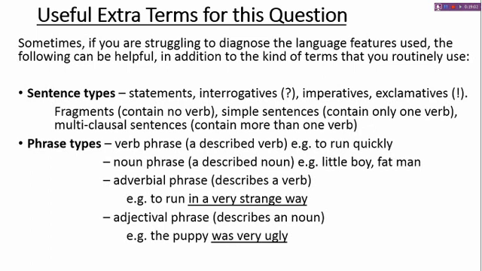So it might be useful to talk about sentence types. You might want to think about things like statements, interrogatives, imperatives, exclamatives. Again, we talk about similes or metaphors, but that can be a useful way of referring to a sentence. Try to avoid, in your analysis, commenting on things like the sentence or the phrase, if you can be more specific. The other thing in terms of sentence types, you've got fragments which contain no verb at all. You've got simple sentences that contain only one verb, or multi-clausal sentences which contain more than one verb.